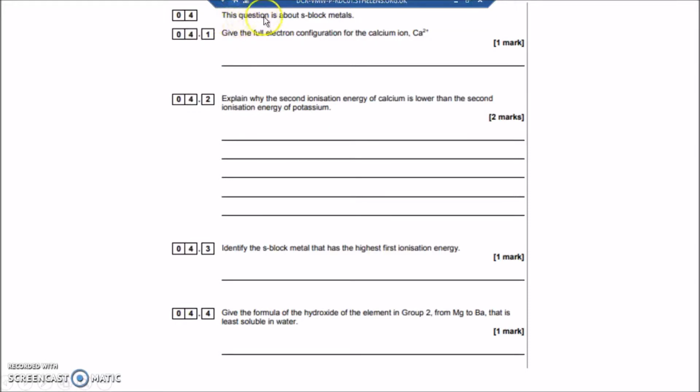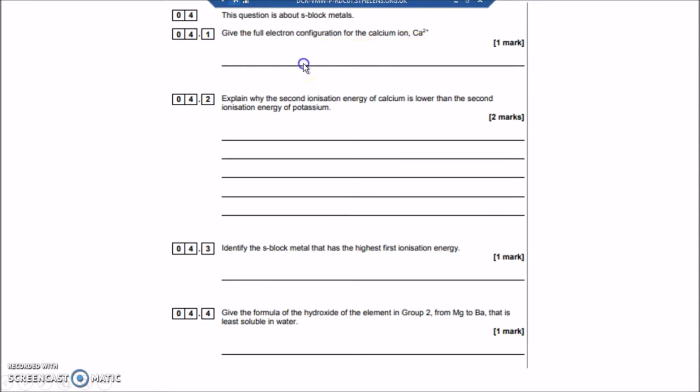Question 4. This question is about S-block metals, so that's metals in group 1 or group 2. Give the full electronic configuration for the calcium ion Ca2+. Well, calcium has got an atomic number or a proton number of 20. So it's got 20 protons and 20 electrons. If it's 2+, it's lost 2 electrons, so it's got 18 electrons.